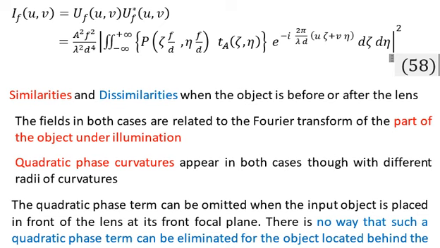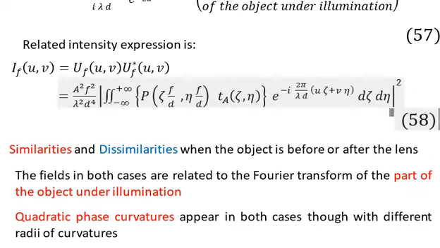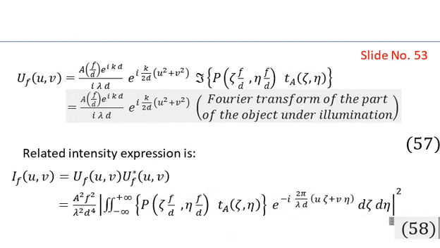Similarly, in the previous steps, when the input object was also placed in front of the lens, we also encountered the Fourier transform expression. Quadratic phase curvature appears in both cases, though with different radii of curvature. So you see that in the field we have the complex quadratic phase factor containing the coordinates u and v, that is, the coordinates of the Fourier plane, and such a phase factor also appeared in the case when the input object was in front of the lens.